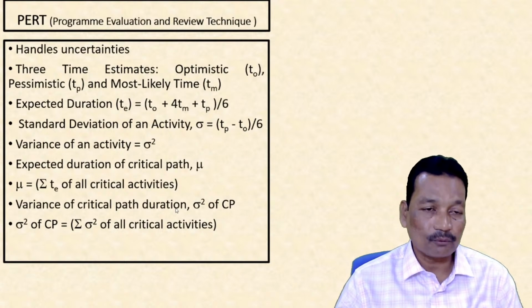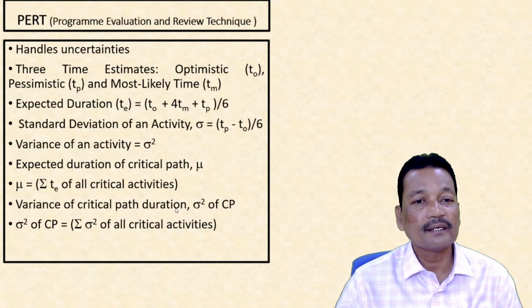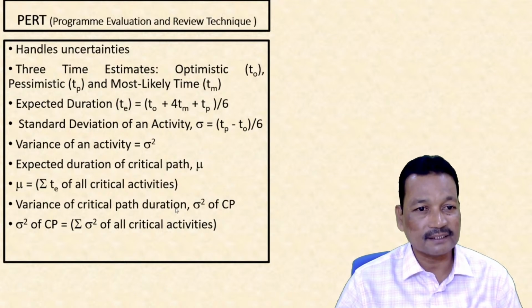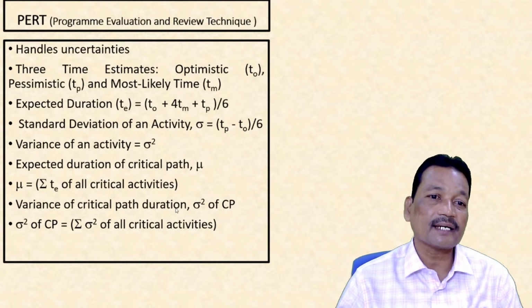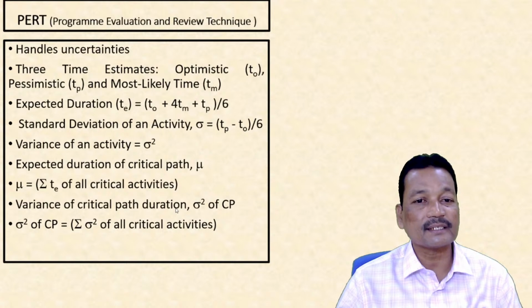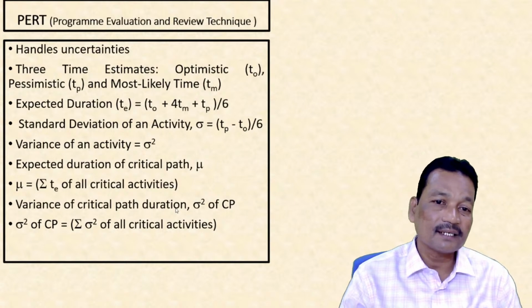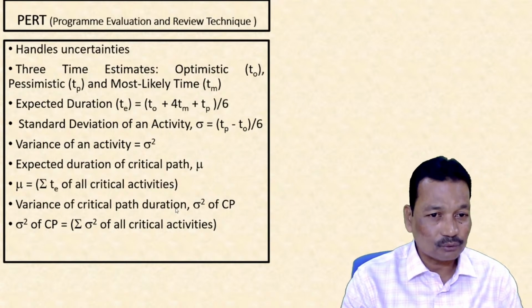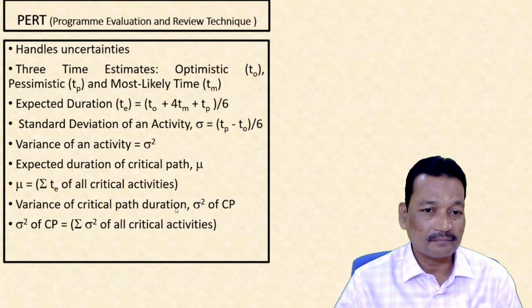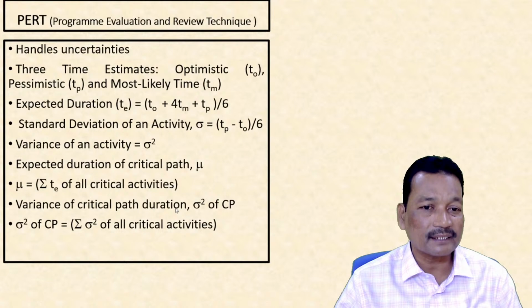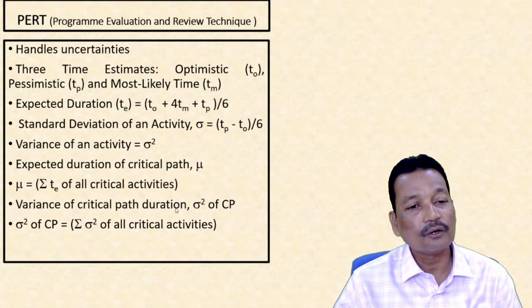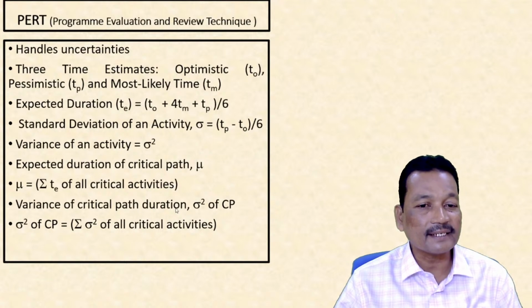From that, we can calculate the expected duration using the formula (TO + 4TM + TP) / 6, as well as the standard deviation of an activity, represented as sigma = (TP - TO) / 6, and variance is nothing but sigma square, the square of the standard deviation. You can find the expected duration of the critical path by summing the expected times of all critical activities. Similarly, variance can be found by summing the variances of all critical activities.